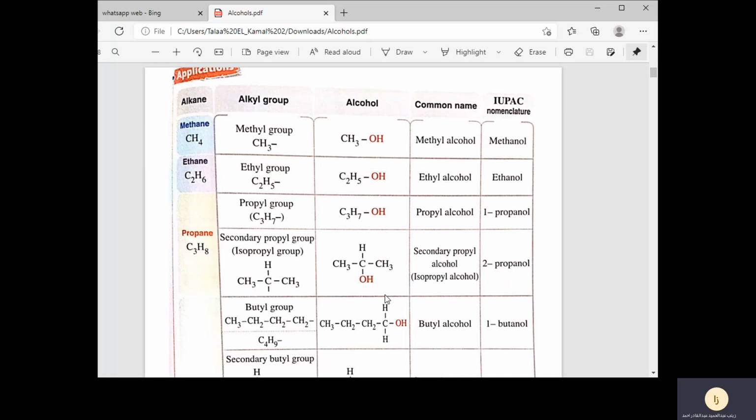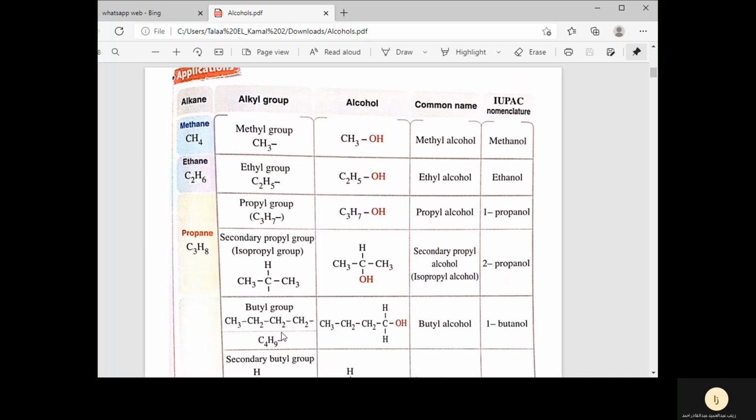IUPAC name, we count the number of carbons. We find that there are three carbon atoms, the one in the center attached to OH group. So the OH is found in the second one. So we have two. Two means the OH attached to the carbon number two. Propanol, as it has three carbon atoms.